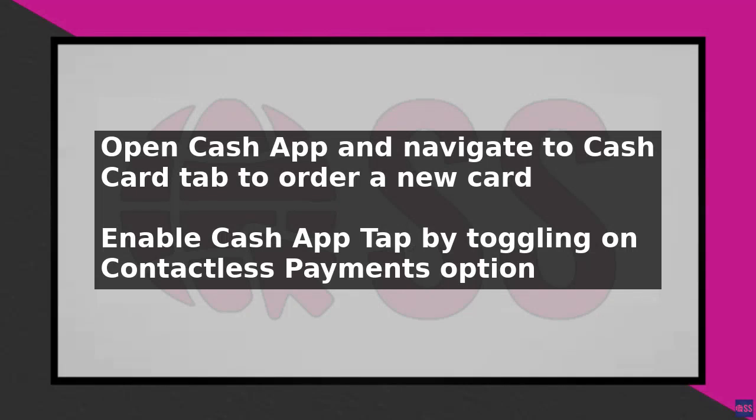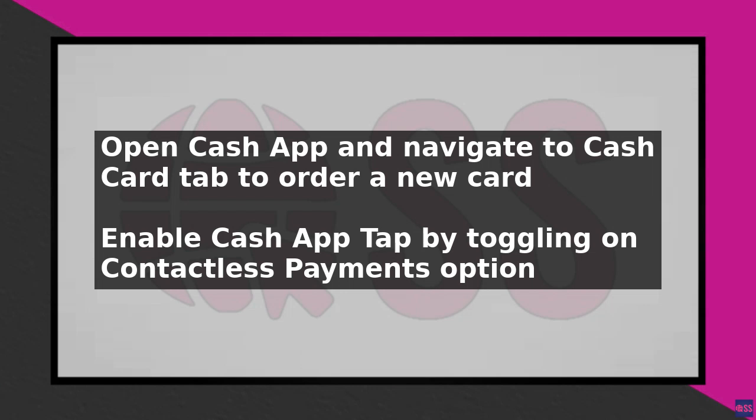To use Cash App Tap. Start by opening the Cash App on your mobile device and making sure you have the latest version installed. Next, navigate to the Cash Card tab and select Get Cash Card to order a new card if you do not already have one. Once you have a Cash Card, you can enable Cash App Tap by going to the Cash Card tab and toggling on the contactless payments option.